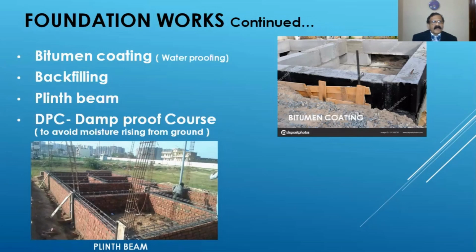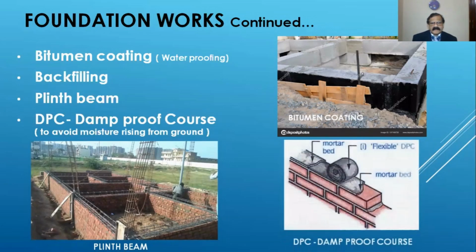Over the plinth beam, you will be doing the damp proof course. We call it DPC. This is just a small waterproofing layer which is provided on top of the plinth beam. This is just to avoid any moisture coming out from the ground. There is a possibility that moisture can rise from the ground. So this is to avoid that. We'll be doing the damp proof course.